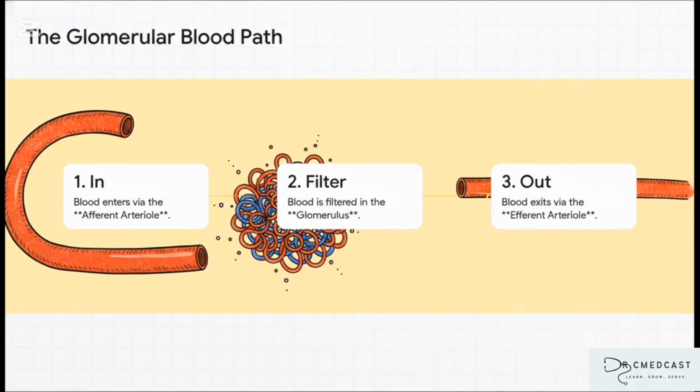And here is where the kidney's anatomy gets really unique. See, in most of your body, blood flows from an artery into a capillary bed and then out into a vein. But the kidney does it differently. As you can see here, blood enters the glomerular capillaries through an arteriole, the afferent one, and it also leaves through an arteriole, the efferent one. It's a totally unique arteriole-capillary-arteriole system.